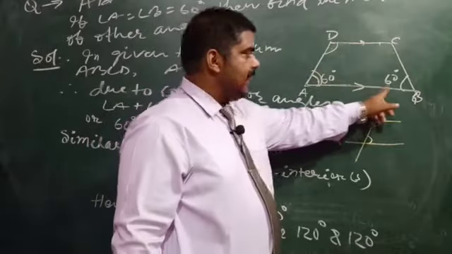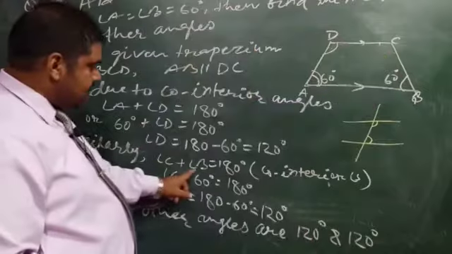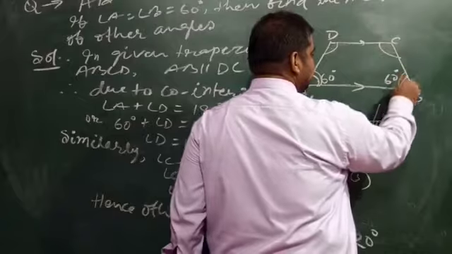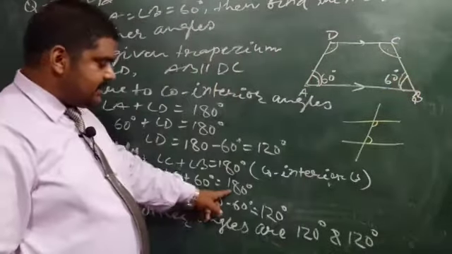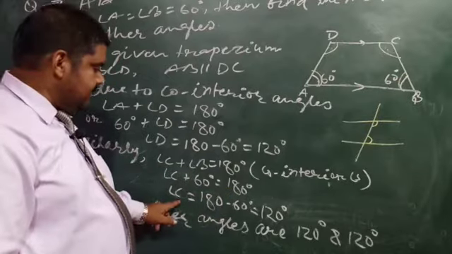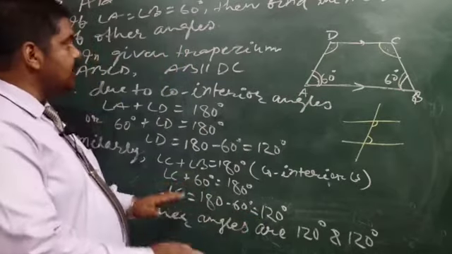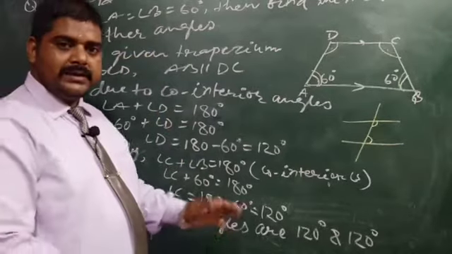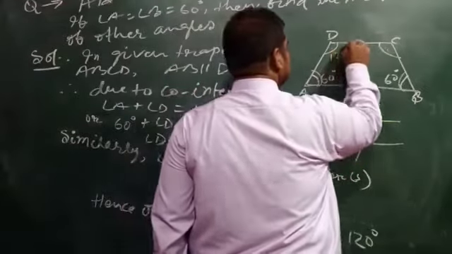You know that these two angles are equal, and this is why these two angles must be equal. Angle C plus angle B is equal to 180 degrees because they are also co-interior angles. So the sum of these two angles must be equal to 180 degrees, and when you solve, you get angle C is equal to 120 degrees. So the final result is that the other angles are both equal, and both angles are equal to 120 degrees.